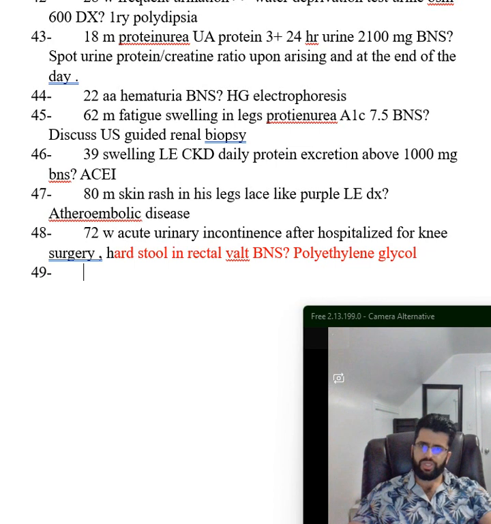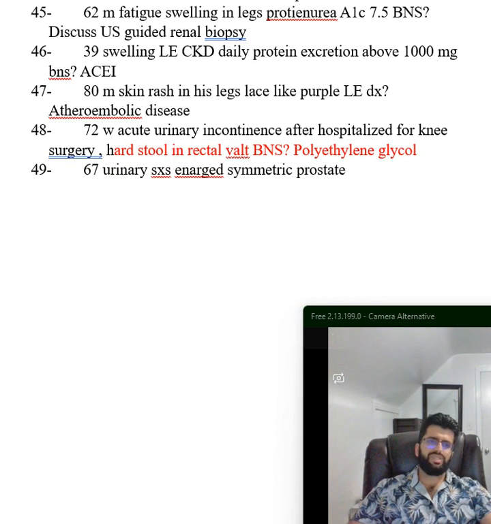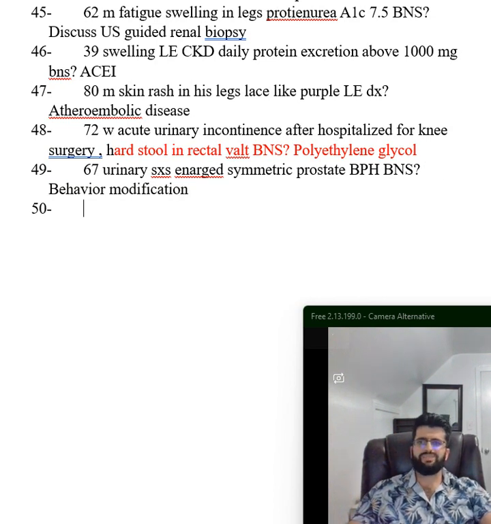Now you have a 67-year-old patient who came in with urinary symptoms and an enlarged symmetric prostate. So of course it's a man. Symmetric enlarged prostate, so this is a BPH question, and they ask you what's the best next step for BPH. The best next step is behavior modification. Try to limit caffeine intake and drink less water before going to bed. This will help decrease nocturia.